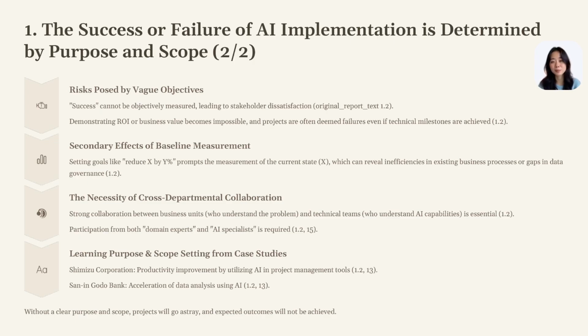This calls for the participation of both domain experts and AI specialists. For example, Shimizu Corporation has improved productivity by using AI in its project management tools, and San Godo Bank has used AI to speed up data analysis. These are examples of success that can only be achieved with a clear goal of solving a specific problem.